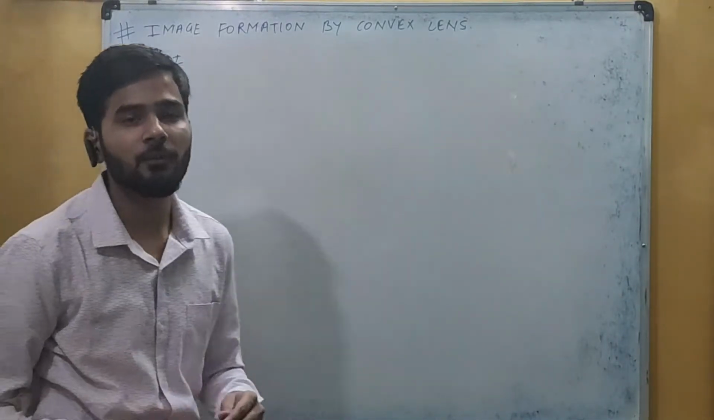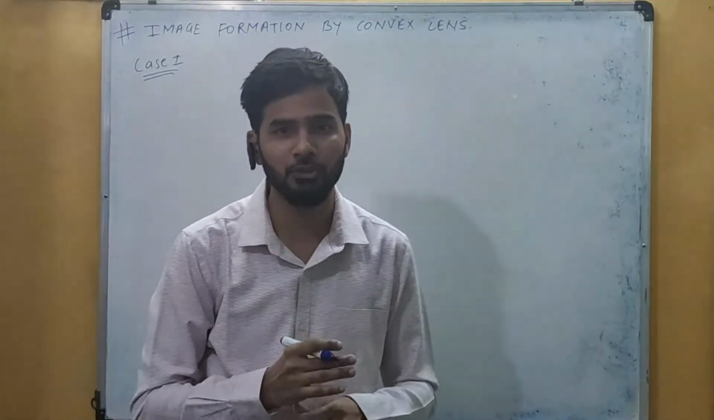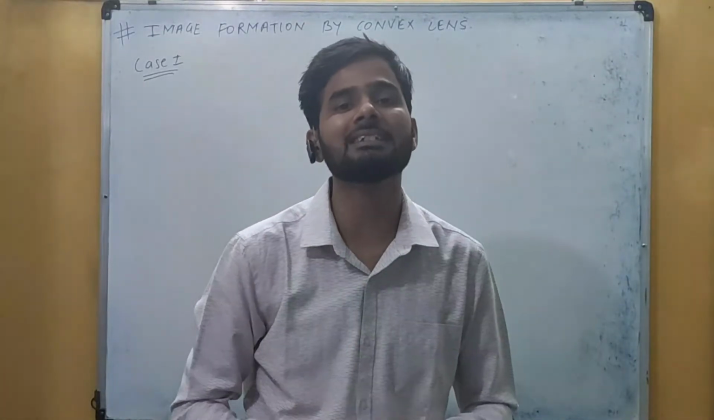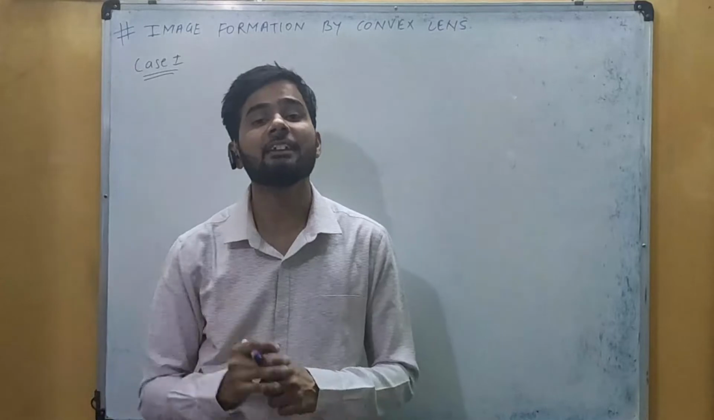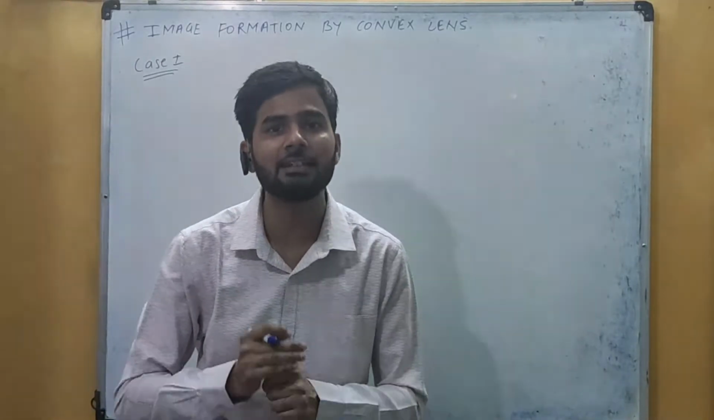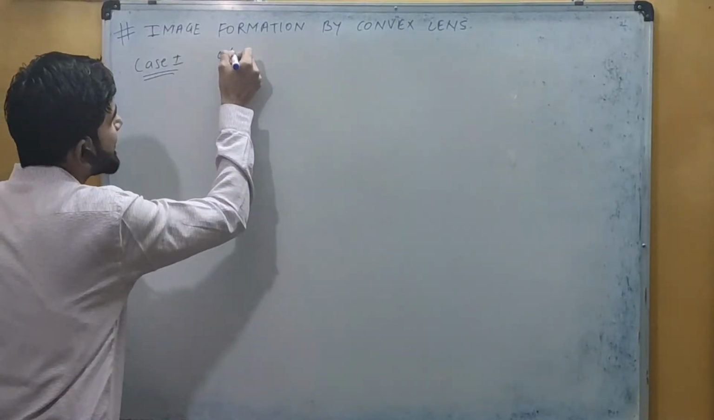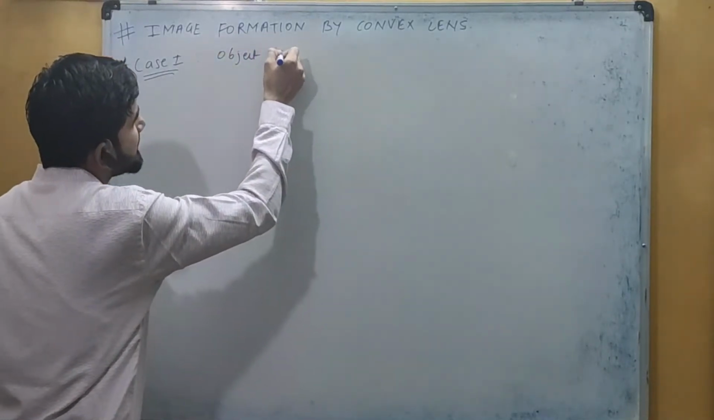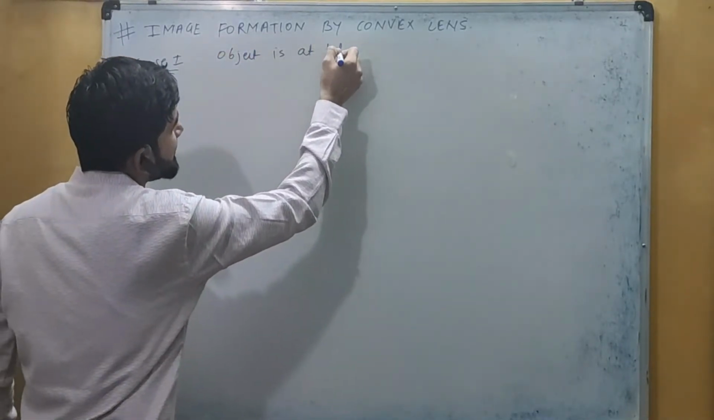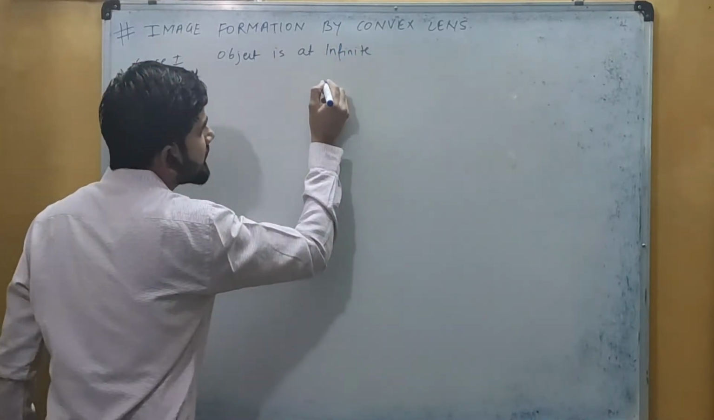In the case of a convex lens, we can have the object at different positions. First of all we will consider that the object is at infinite, and for that we will draw the ray diagram to see where the image will be formed. So case first, the object is at infinite.